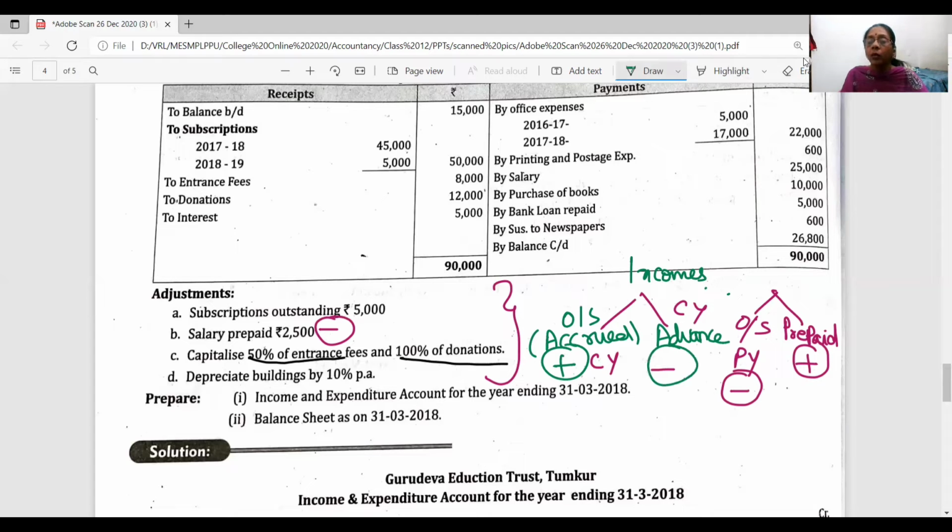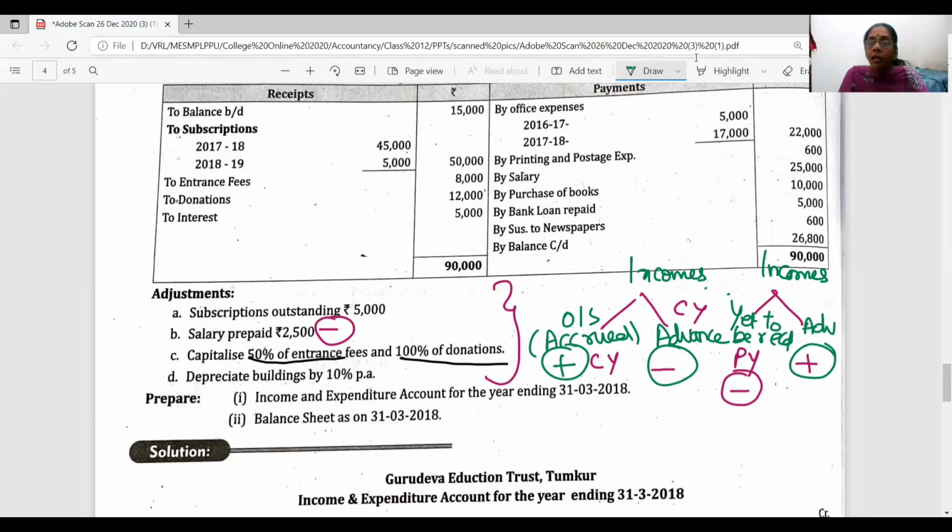Okay. Now, when you move with the incomes of the previous year, the same thing goes here. Suppose it is yet to be received, the income of the previous year that is yet to be received, we need to minus it. And if you have received in advance for the previous year, it belongs to the current year. So it should be added. So this is how you go with adjustments.